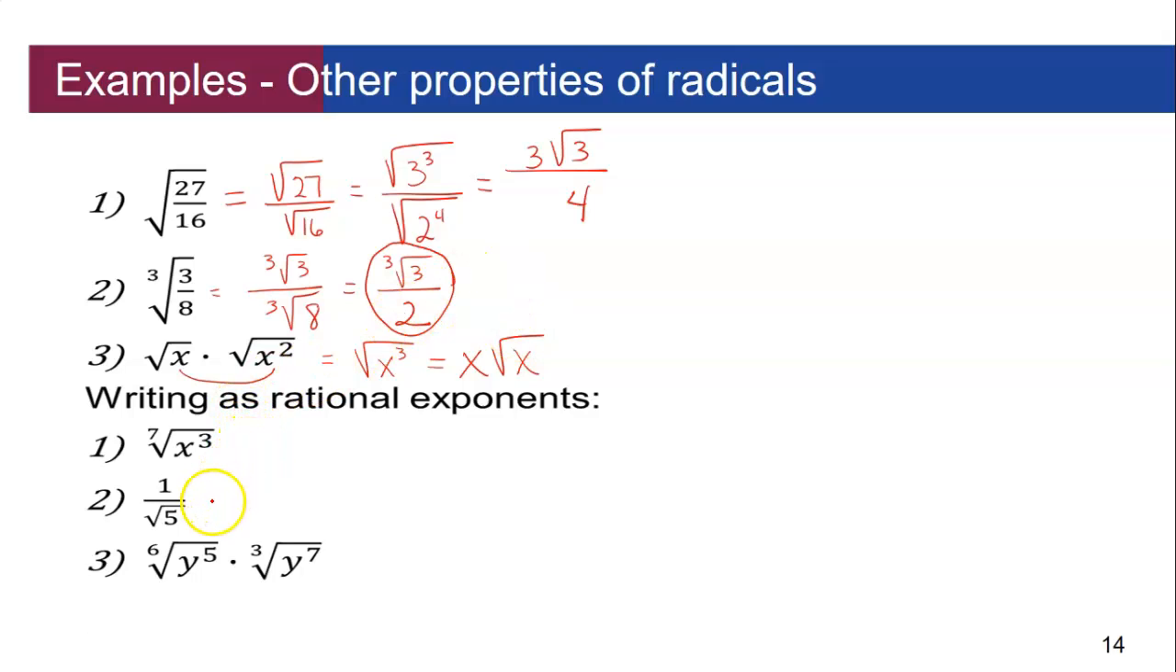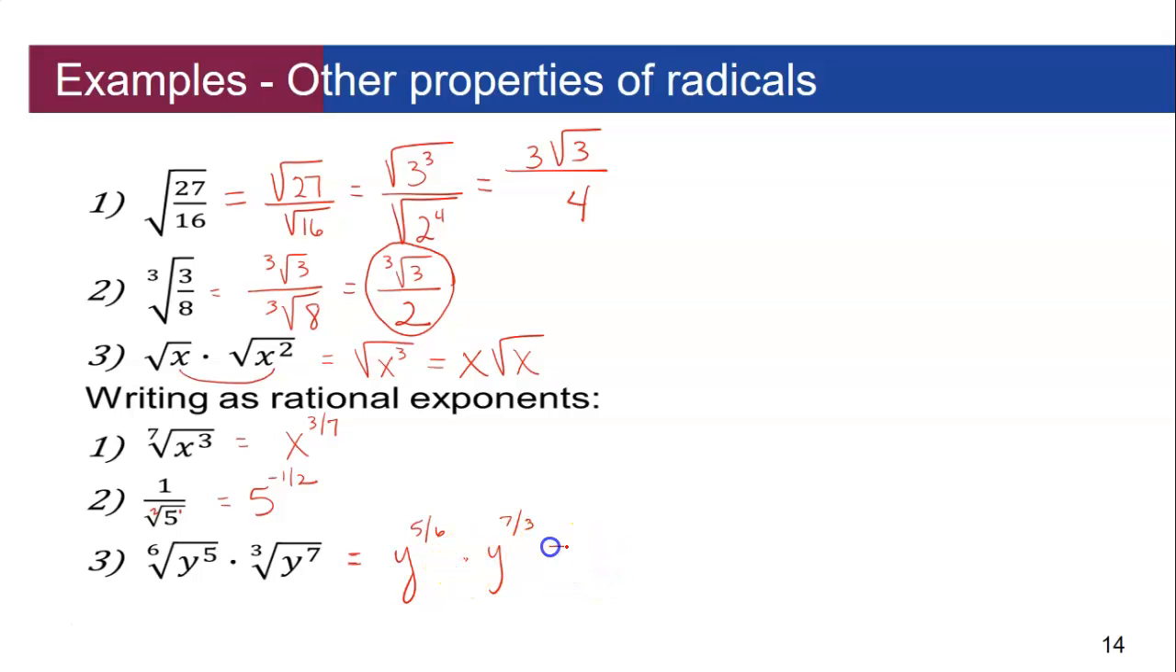All right, so if we want to write these as rational exponents, we've already practiced this a little bit, but we'll look at it again. Here we'll have x to the 3/7. This is going to be 5. If we have a square root, that's the same as 5 to the 1/2. So this is going to be 5 to the negative 1/2 power, so it's in the denominator, because this will be like an understood 1, and this is going to be an understood 2. Okay, if we look over here, this would be y to the 5/6, and this would be y to the 7/3.